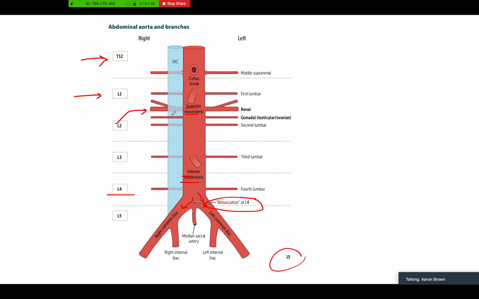If you're asked about it, just remember that everything starts at T12, right? While we are in the abdomen makes you think of lumbar. Everything's starting at T12, and we're going to go from that level.